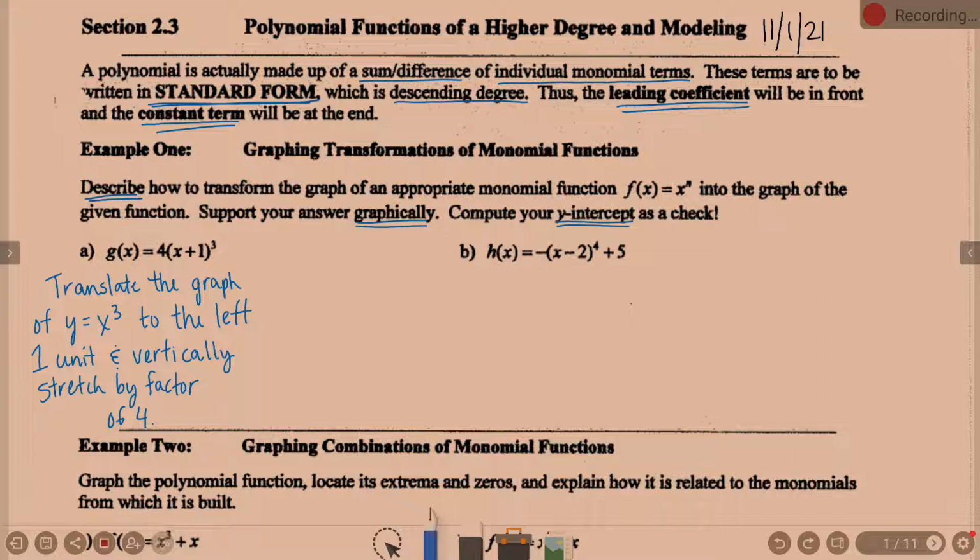There's 3 key things I'm looking for in there. Did you state y equals x cubed? Did you state it's a translation to the left 1? And did you state it's a vertical stretch by a factor of 4? Those are the 3 key things I'm looking at.